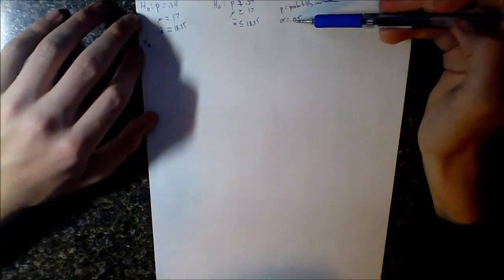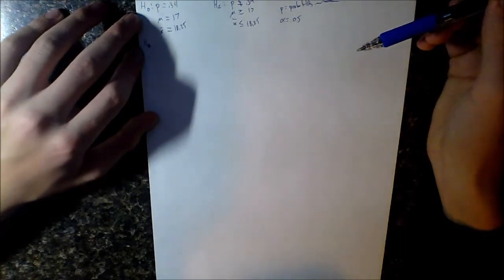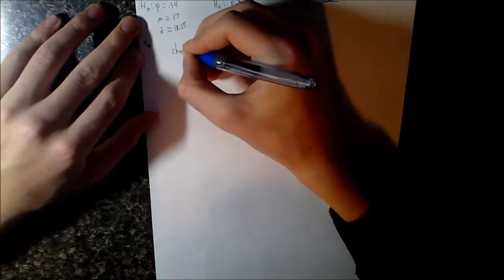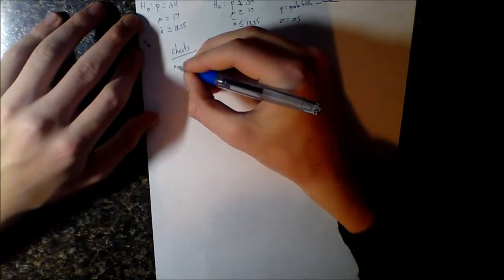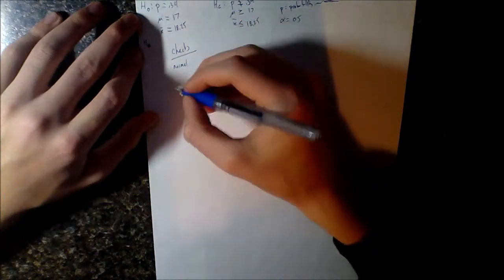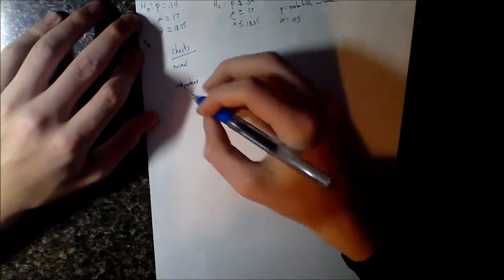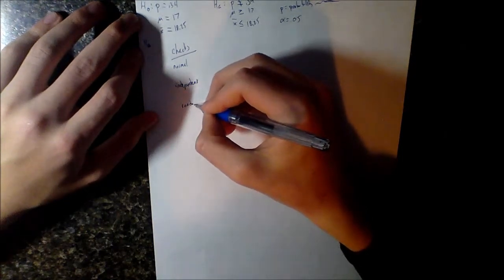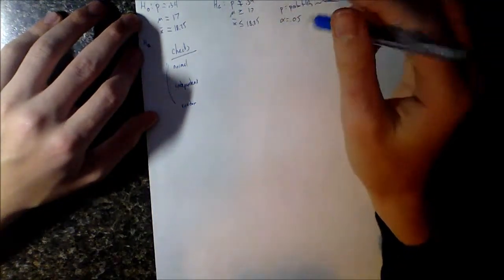So the next step is you have to use your checks, as you always do. There are three things you need to check. Check if the distribution is normal, the distribution is independent, or the distribution is random. All three of these must work, or else this problem won't go through.